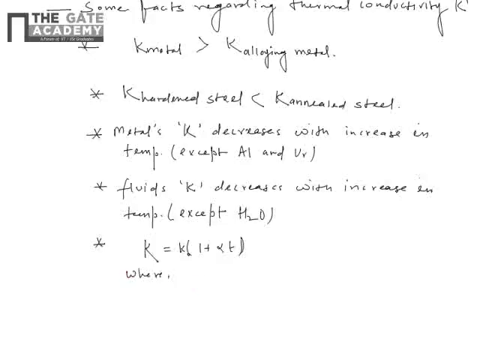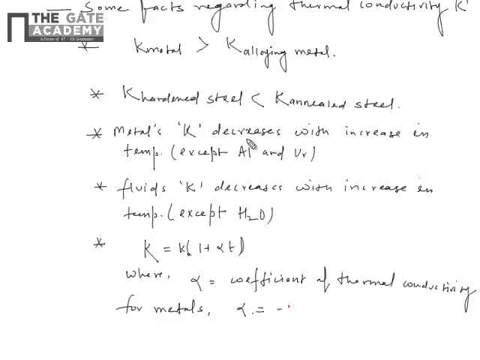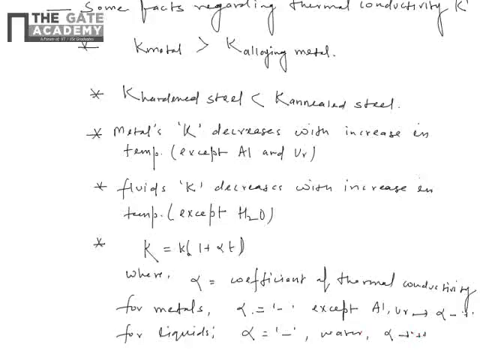where alpha is known as the coefficient of thermal conductivity. For metals, alpha is negative. For liquids, alpha is negative, except aluminium and uranium. For aluminium and uranium, alpha is positive. For water, alpha is positive.